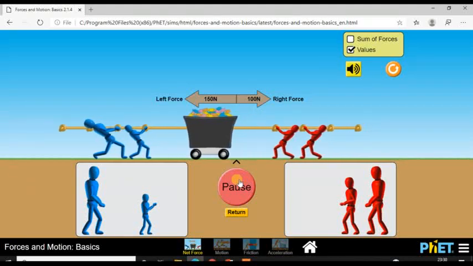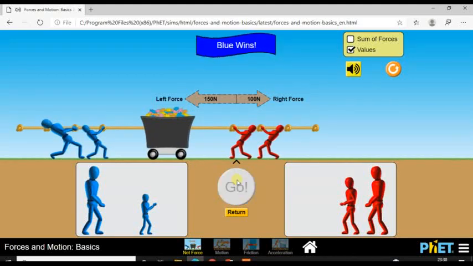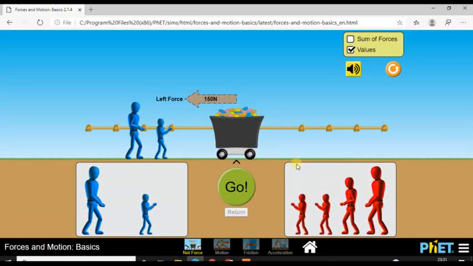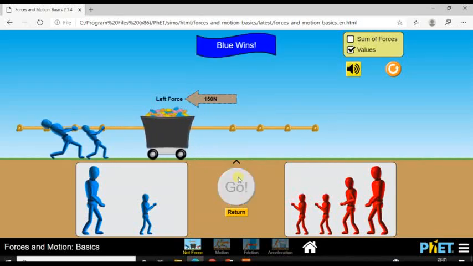It is obvious that the blue team is going to win. Yes, let us clap for them. And we will come back to the starting position. What is the net force acting on it? Now, let me not bring the red team back. Look at the speed at which the cart is moving. It is moving very fast.